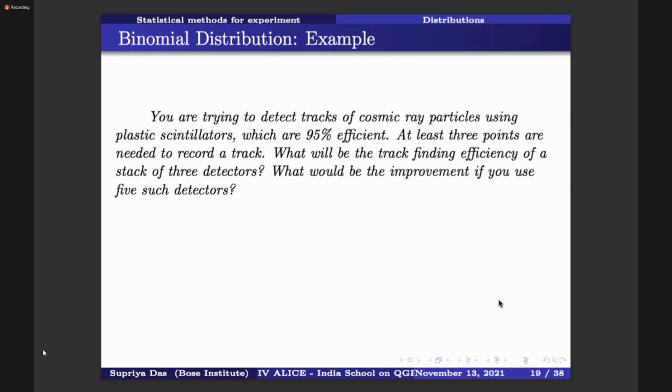So at least 3 points are needed to record a track. Of course, 2 points is not a track. 3 points, you define your track to be at least 3 points. What will be the track finding efficiency of a stack of 3 detectors? Can anybody tell?